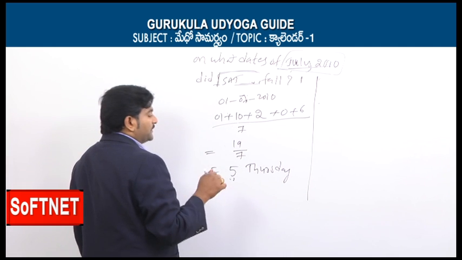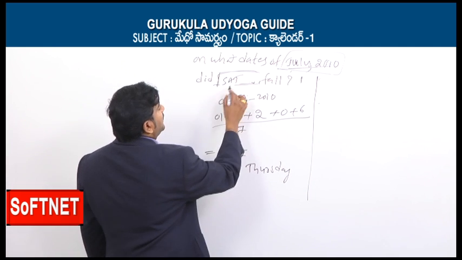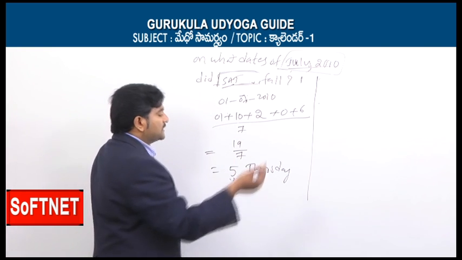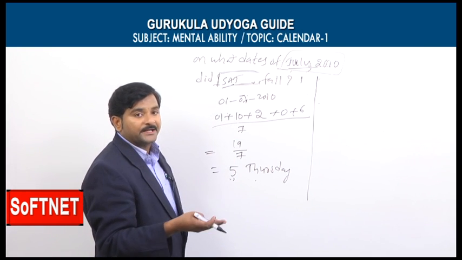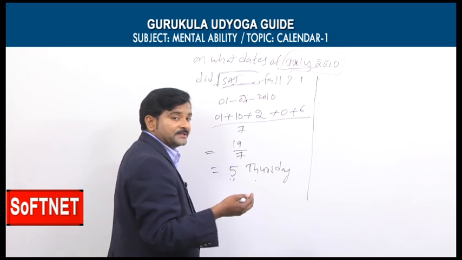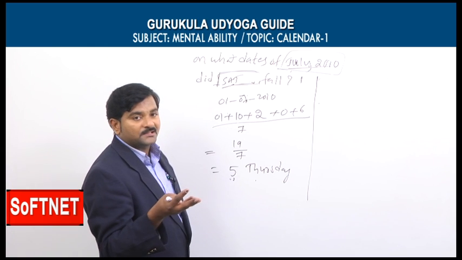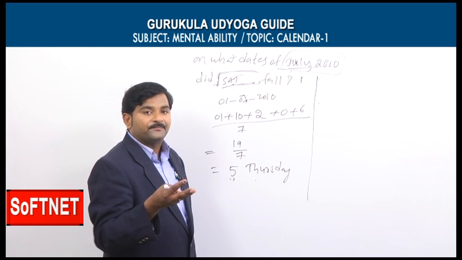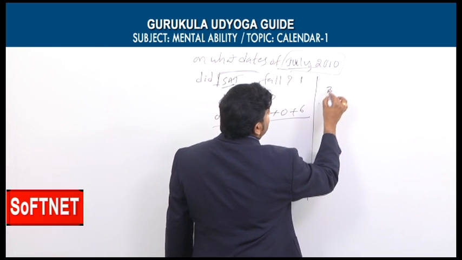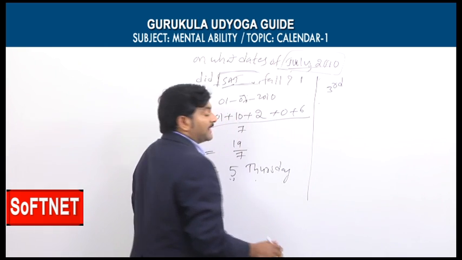Now what do we actually have to get? Saturday. How many days need to be added to Thursday to get Saturday? Friday, Saturday. We need to add 2 days. Means the first is Thursday, second is Friday, third is Saturday. So the third is the first Saturday in that month.